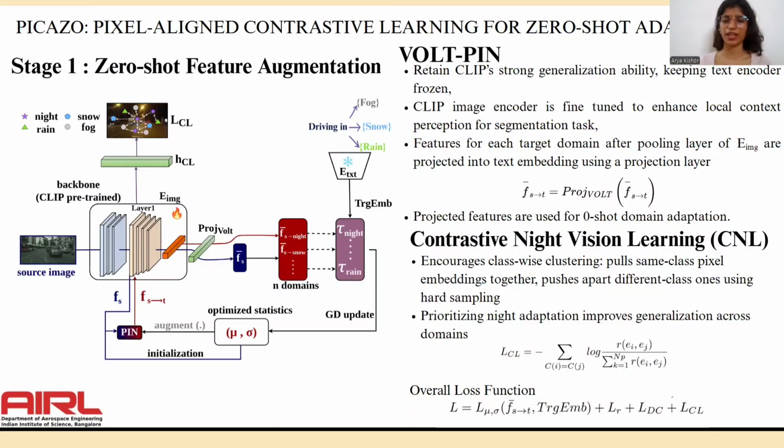Then there is contrastive night vision learning. We apply pixel-level contrastive learning, which helps the model cluster semantically similar features, especially under night conditions. It pulls together same-class pixel embeddings and pushes apart embeddings of different classes. We use hard sampling to focus on difficult examples where class confusion is more likely, which improves the feature separation.